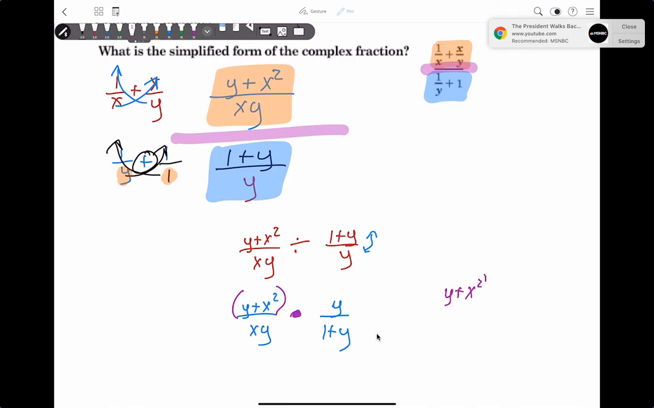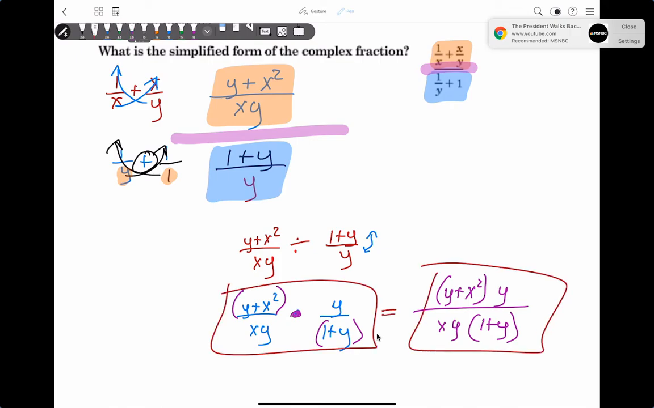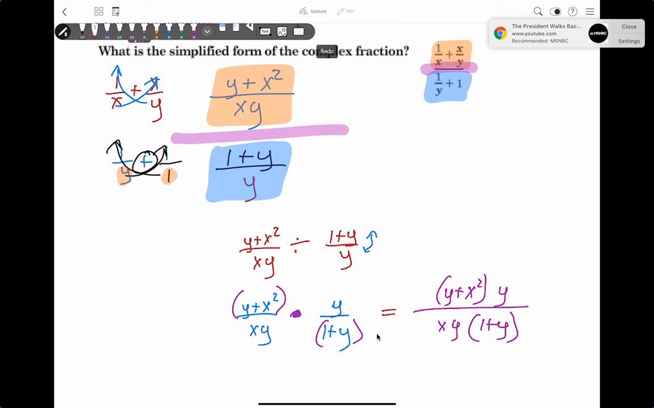So it's interpreted like this over xy times this thing, 1 plus y. Notice the parentheses the way I've created them, because I know that this is all one big fraction that I can write like this, with the multiplication existing here, here, and here. Now look, I can cancel these y's because multiplication existed in between. So I'll cancel those y's, they're gone. It's a form of 1. And what we have left is basically this right here, y plus x squared over x times 1 plus y.